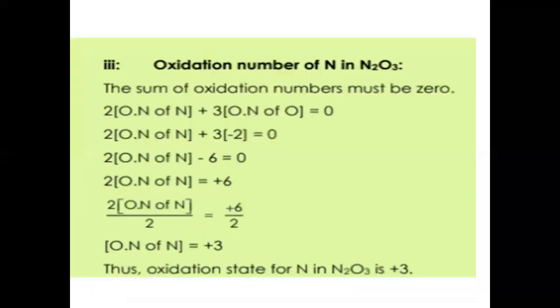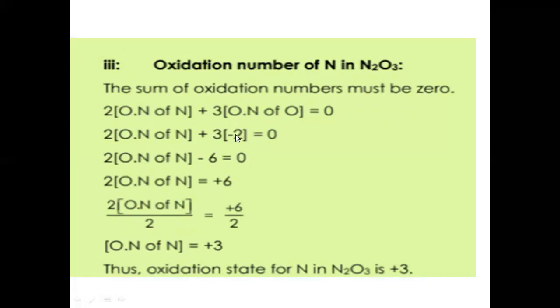Third one is oxidation number of nitrogen in nitrogen trioxide. So we will do the same method. Two nitrogen atoms are there. So 2 into oxidation number of nitrogen, plus there are 3 oxygen atoms. So 3 into oxidation states of oxygen.